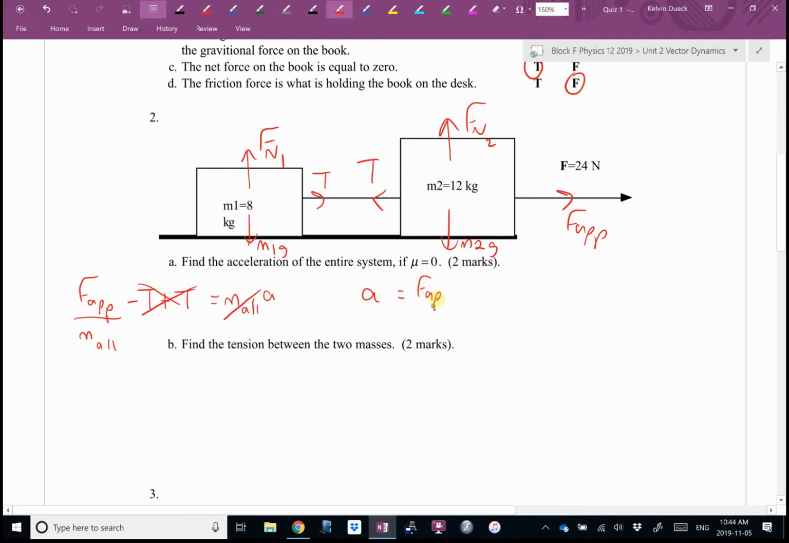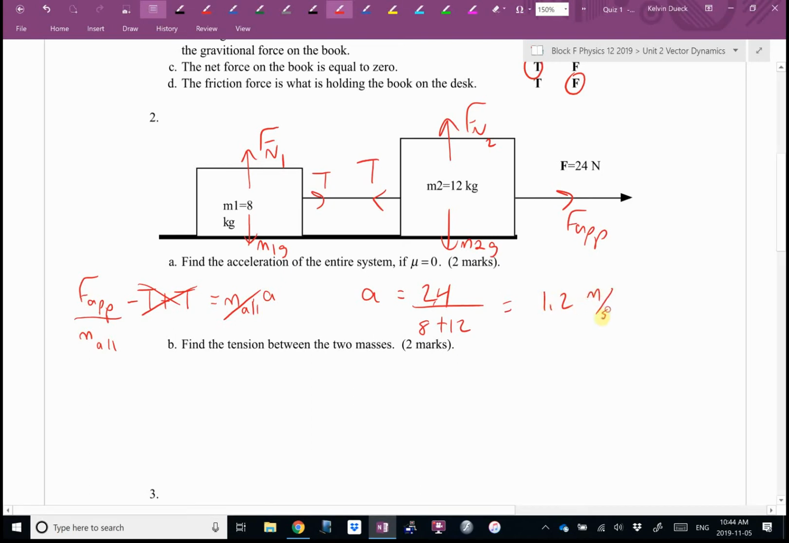I get A equals F applied. You know what? Let's go to numbers. You already got F applied written there. 24 divided by 8 plus 12. 24 over 20. Oh, I can do that in my head. It's going to be 6 over 5. 1.2? Mm-hmm.